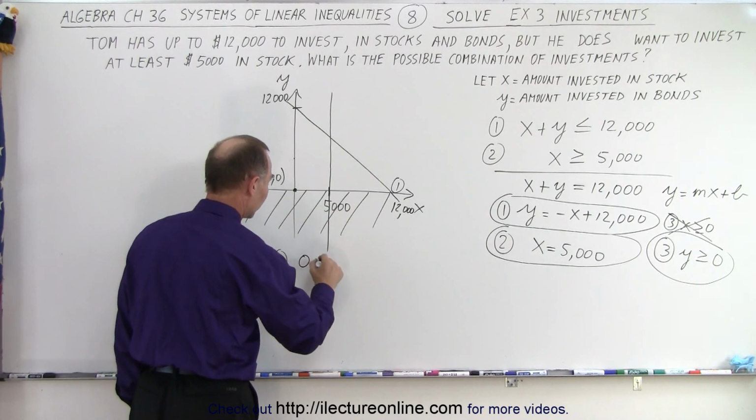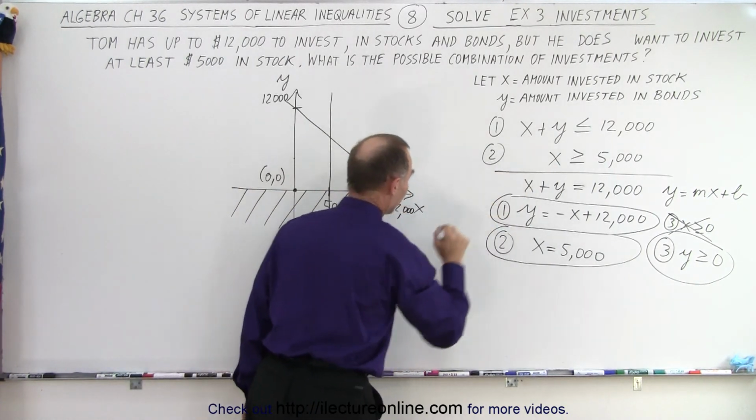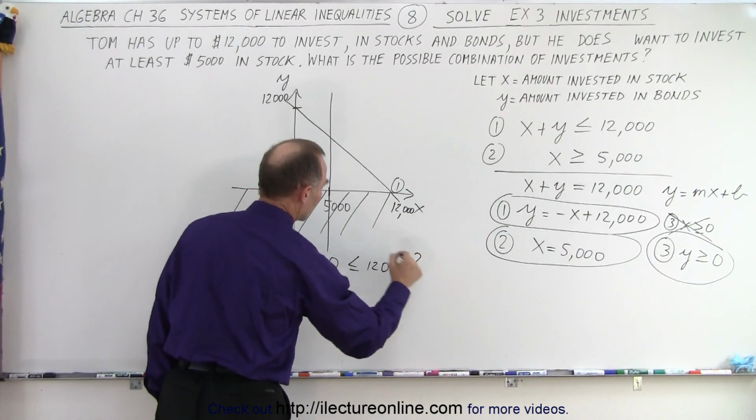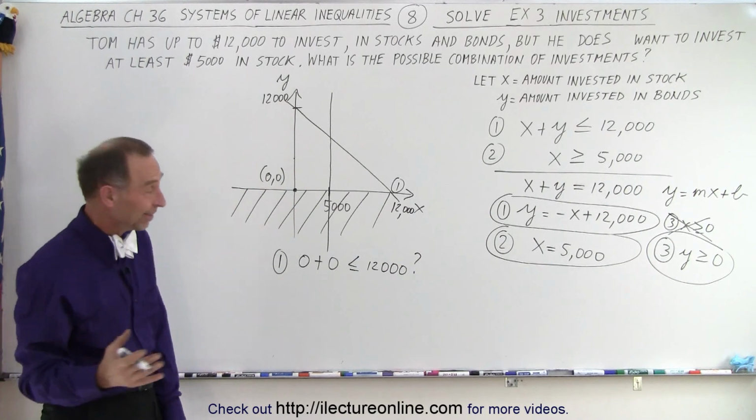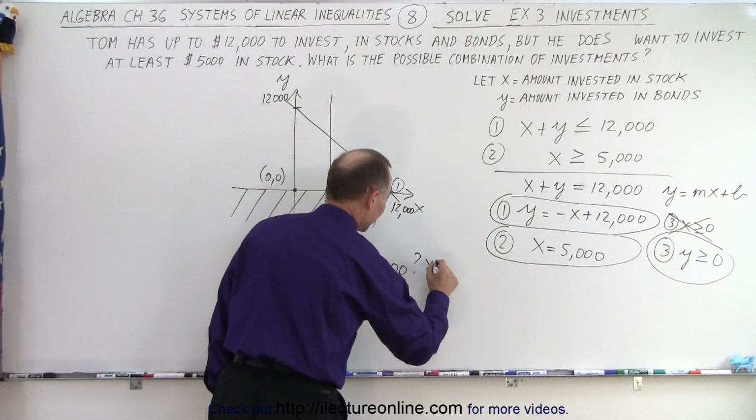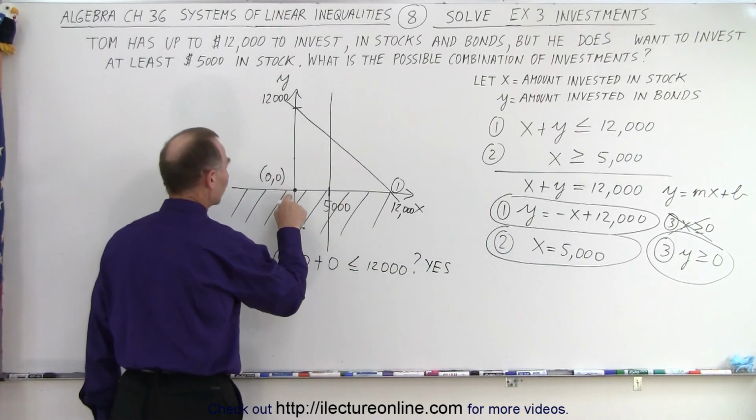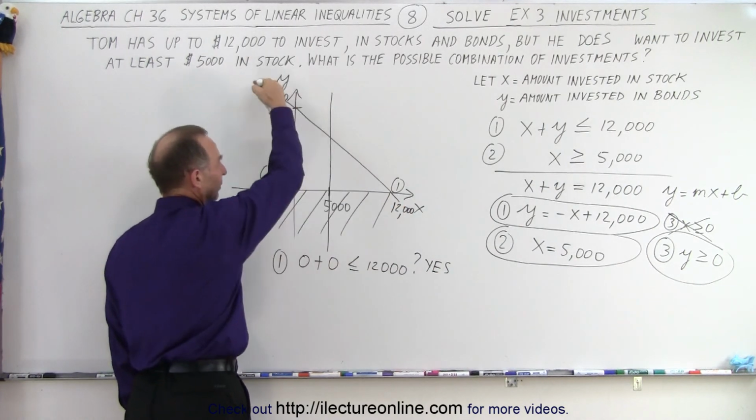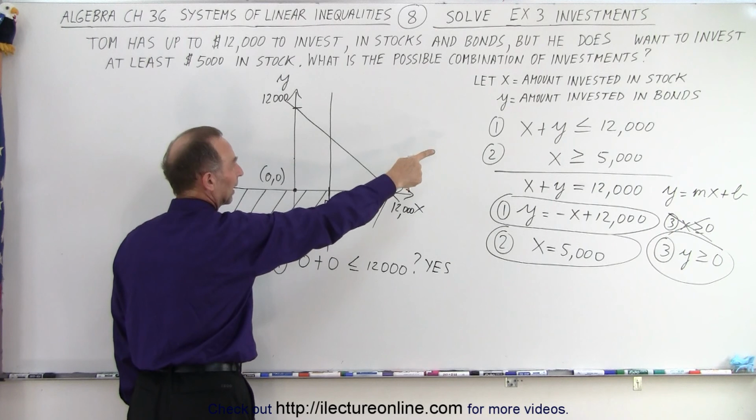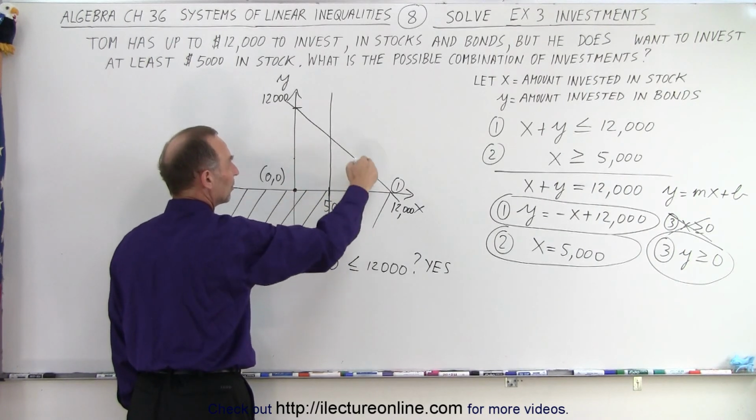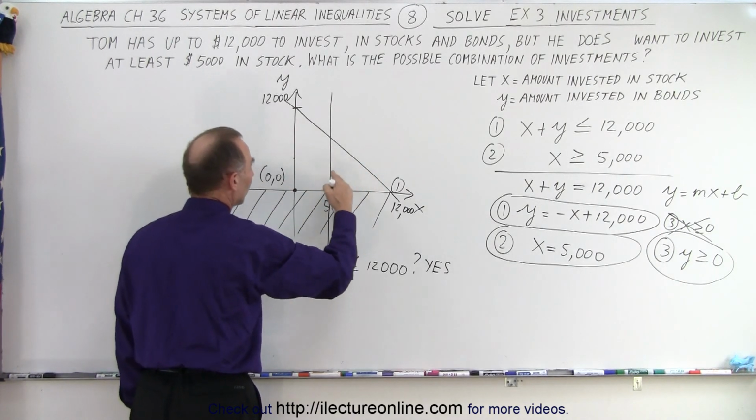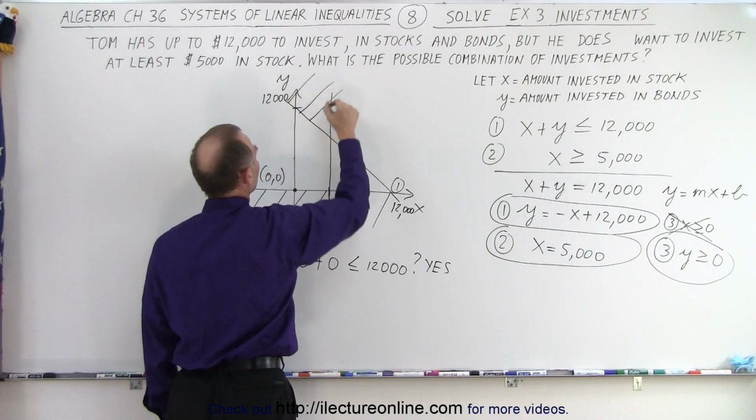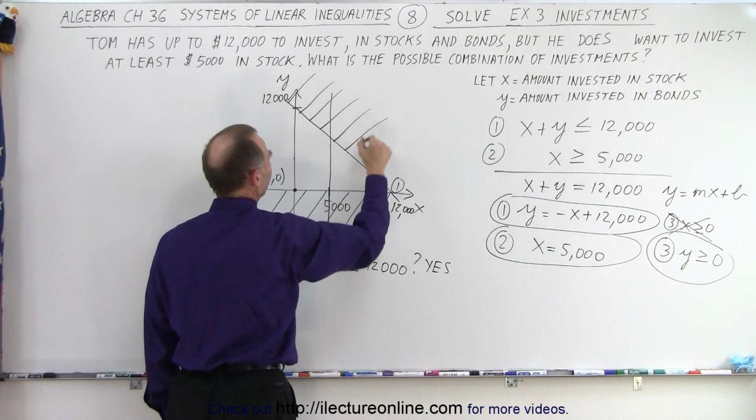So 0 plus 0, instead of x plus y, is that less than or equal to 12,000? Question mark. And the answer is, of course, yes. 0 is less than 12,000. That means my 0, 0 point is on the correct side of this line right here, because that's line number one. That represents the dividing line for region number one. So this is the correct region. This is the wrong region. So I get rid of the region I don't want.